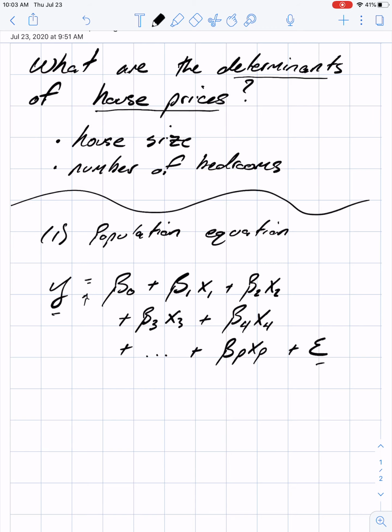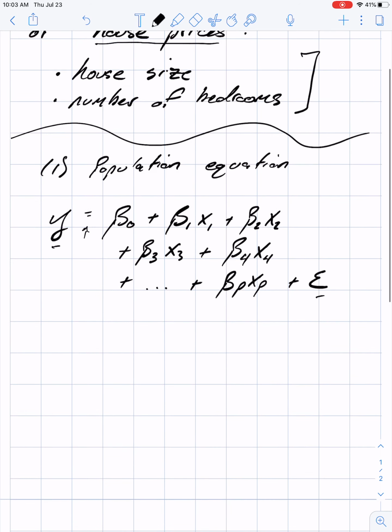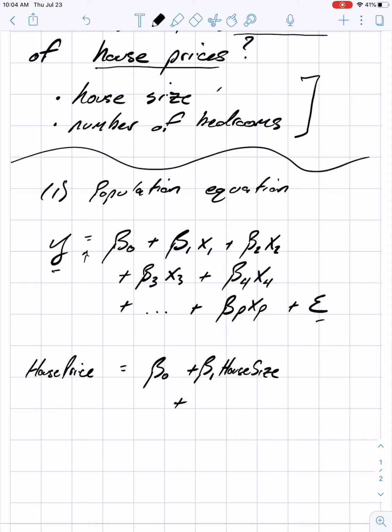p variables. Now, specifically for our question, what are the determinants of house prices, and our list of independent variables right here, our population equation would be house price. That's our dependent variable, right? Equals beta naught plus beta 1. Now instead of writing x1, I'm going to write house size, because that's my first independent variable in this list right here, right? And then I'm going to write plus beta 2.